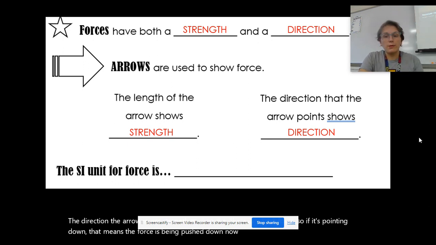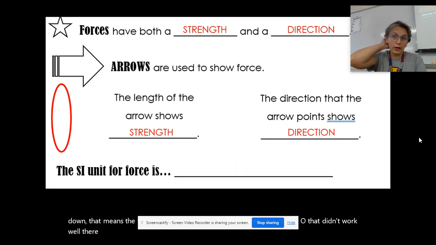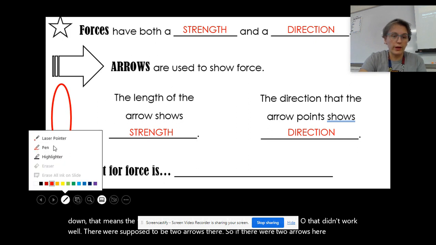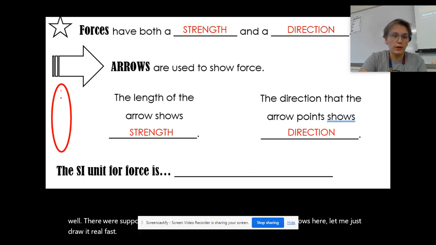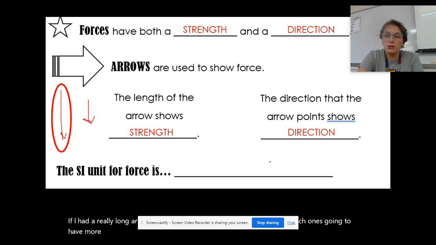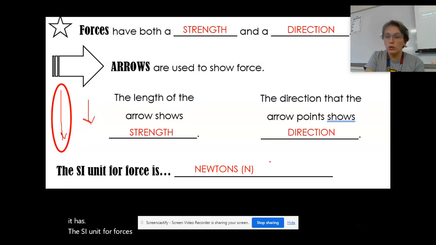Now, here's an example. Oh, that didn't work. Well, there were supposed to be two arrows there. Let me just draw it real fast. If I had a really long arrow here and a really short arrow right here, which one's going to have more strength? Well, it's the longer arrow, because the longer the arrow, the more strength it has. The SI unit for forces is always the Newton, named after Sir Isaac Newton.